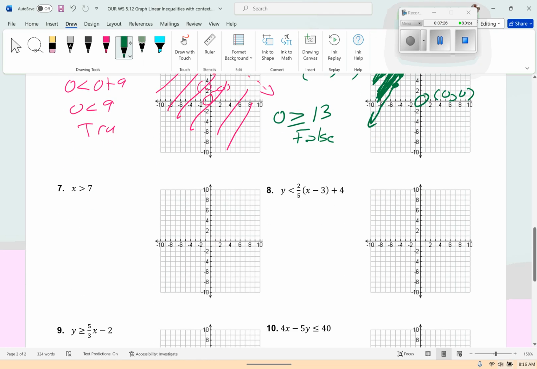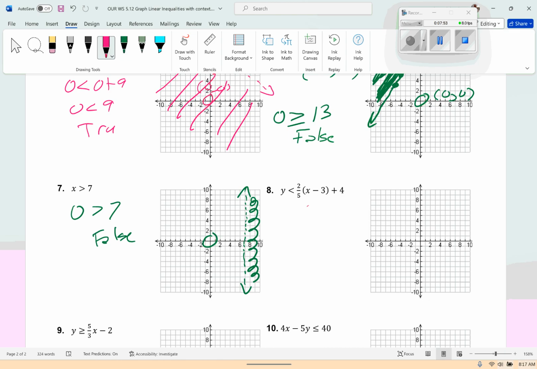Problem number 7 is one of our special cases. X equals is always a vertical line. It's going to be a dotted vertical line at 7. I don't have the little line underneath the inequality, so it's not solid. And then 0, 0 is here, so I'm just going to plug the x 0 in. Is x greater than 7? This is false, so I'm going to shade the right side of our line, the side that is opposite.